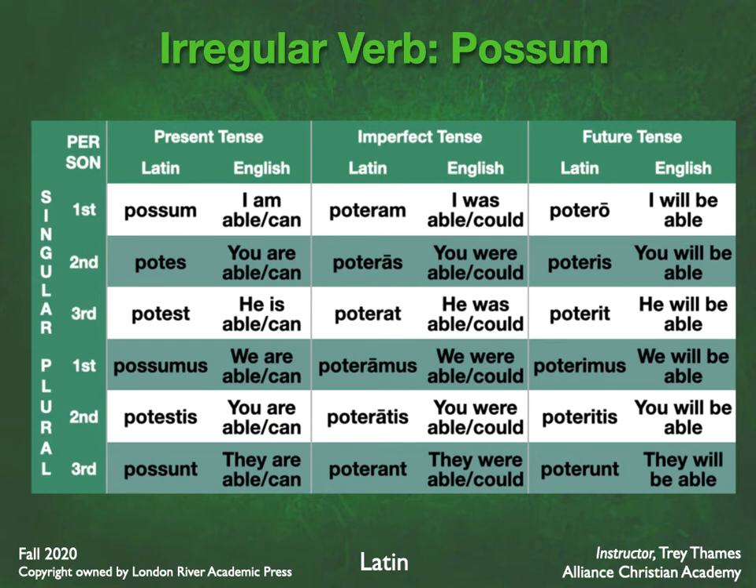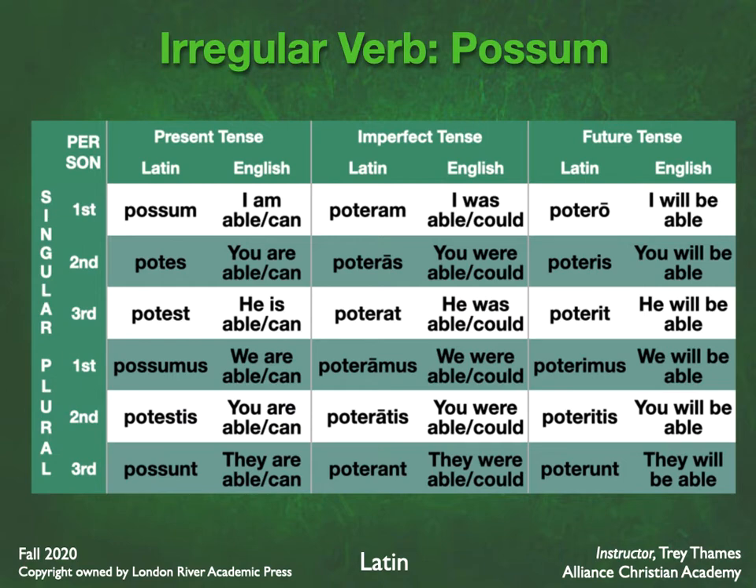Now for the rest of these in the imperfect and future, you just take those irregular verbs, eram, eras, erat, eramus, eratis, erant, ero, eris, erit, erimus, eritis, erunt, and you add a POT in front of all of them. And that gives you I was able, you were able, etc. Or in the future, potero, I will be able, you will be able, etc. So those are the irregular verbs. Hopefully you've got those. If you need to practice them, please go ahead.